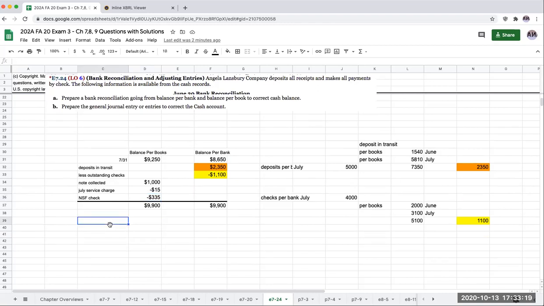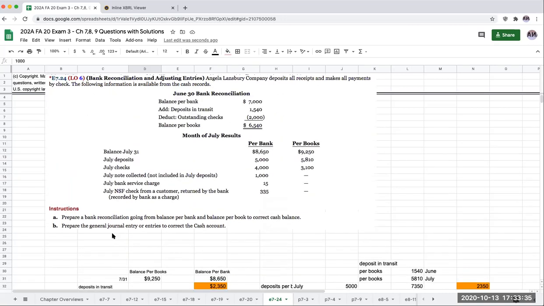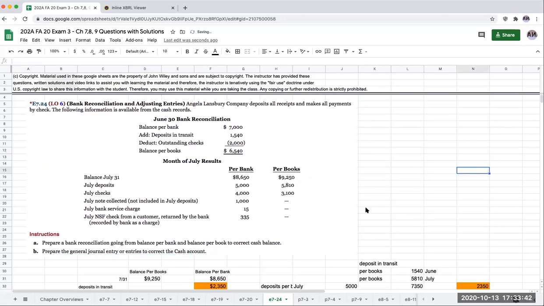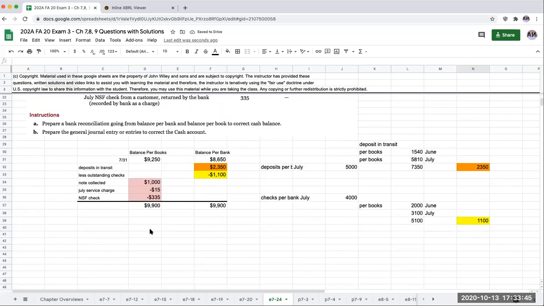Okay, so whenever I have to do journal entries, I'm only required to do them for the book balances. If you see a positive amount, it means it's a debit to cash. So let's go through and do these. My debit to cash is going to be 1,000, because this is a note collected. This is as of July 31st. This is going to be $1,000. And I'm going to credit note receivable for 1,000.